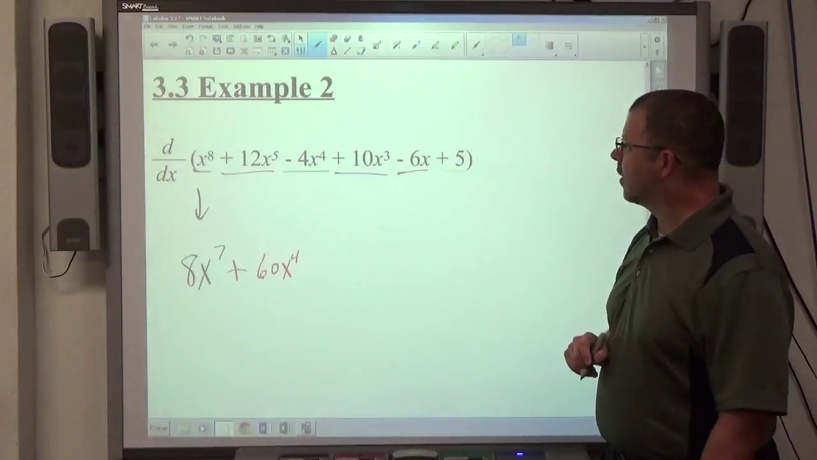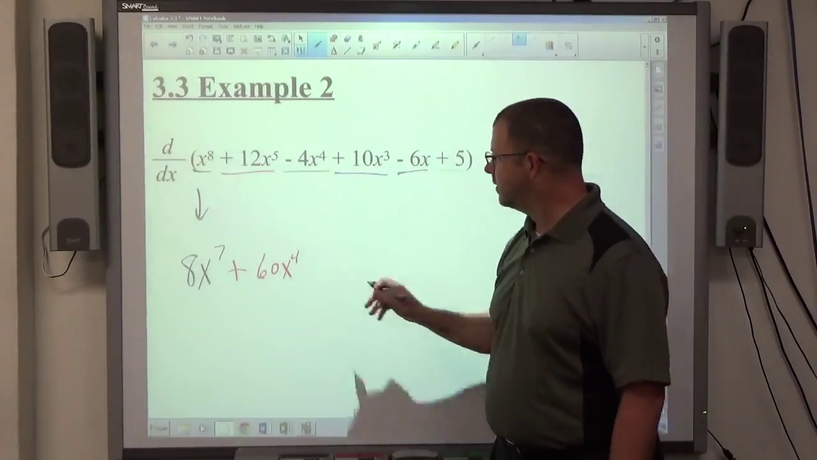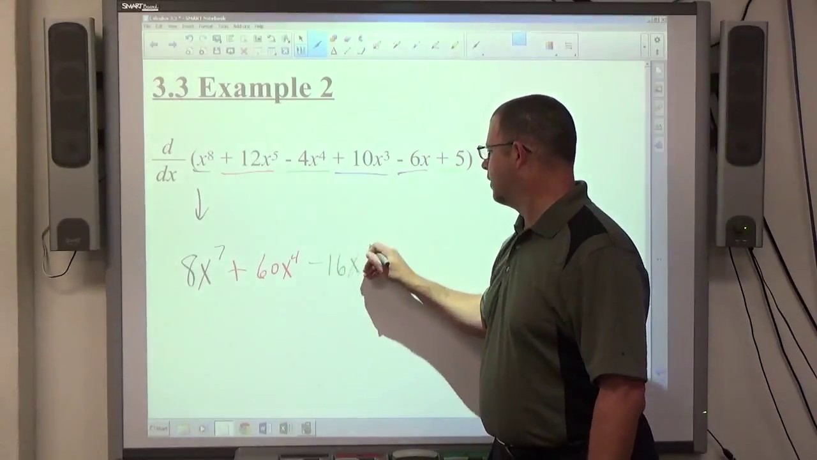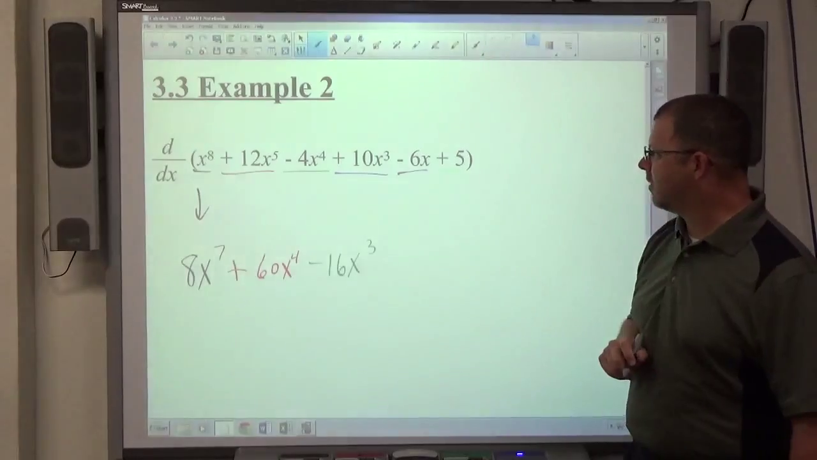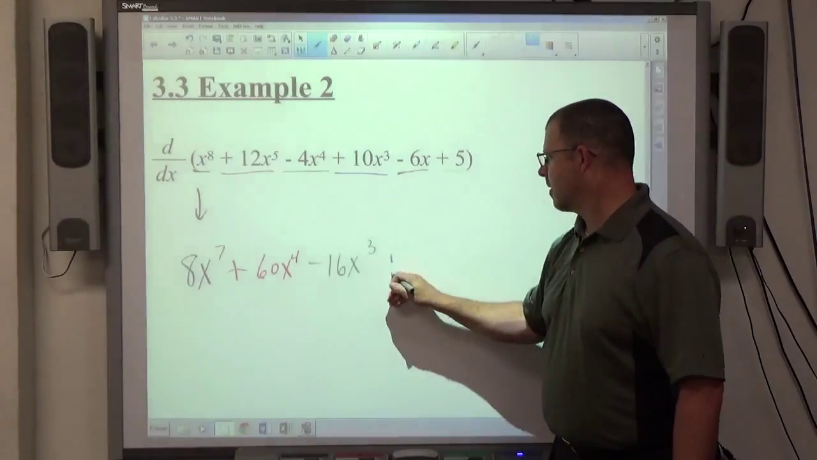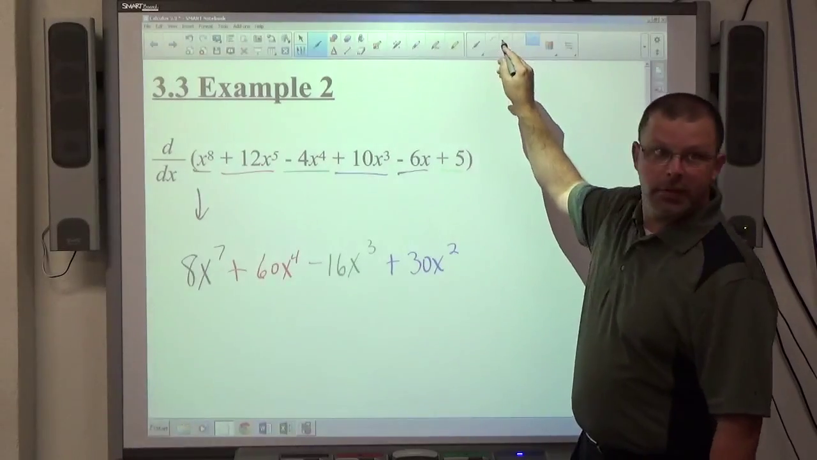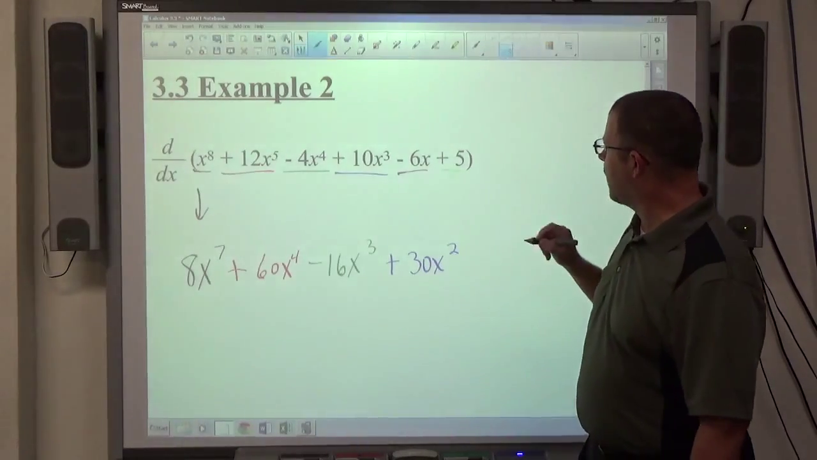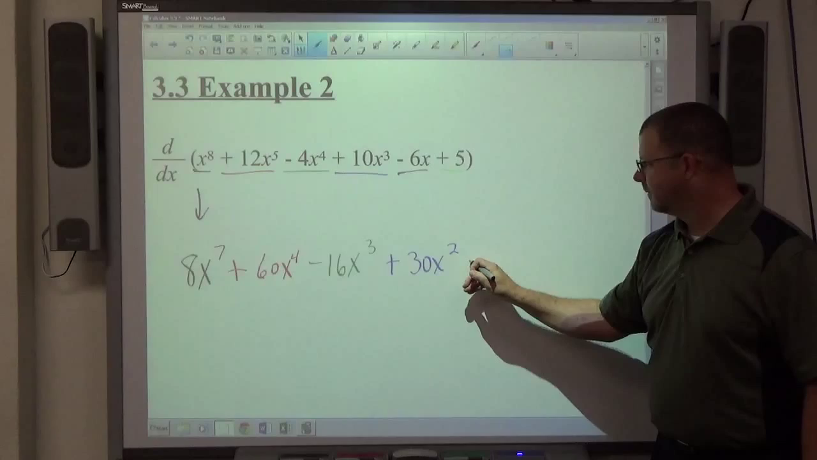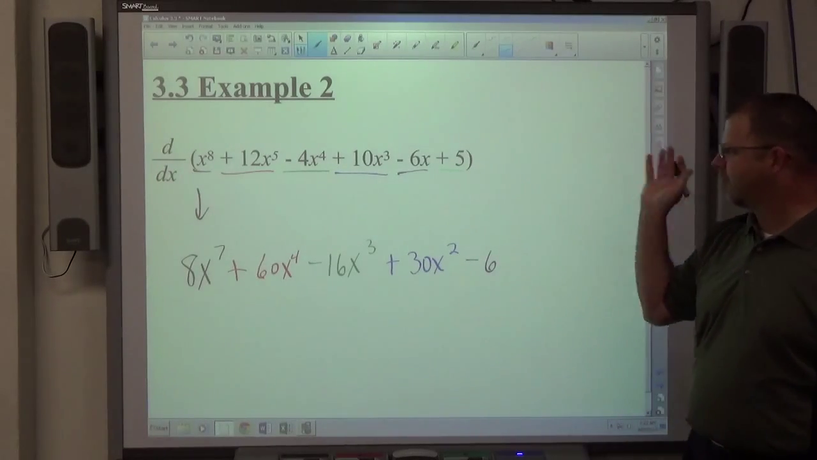Let's go with Tyler. What about negative 4x to the 4th? Negative 16x to the 3rd. Perfect. Chris, what about positive 10x cubed? Plus 30x squared. And let's go with David. What about minus 6x? Minus 6. Very good. If it's just something x, it's just the number.